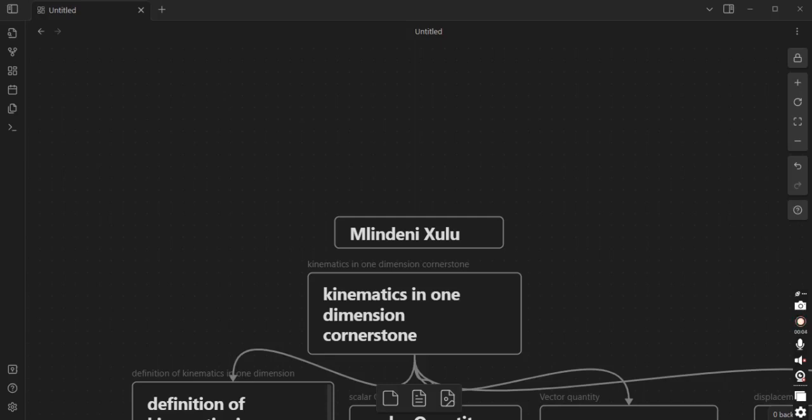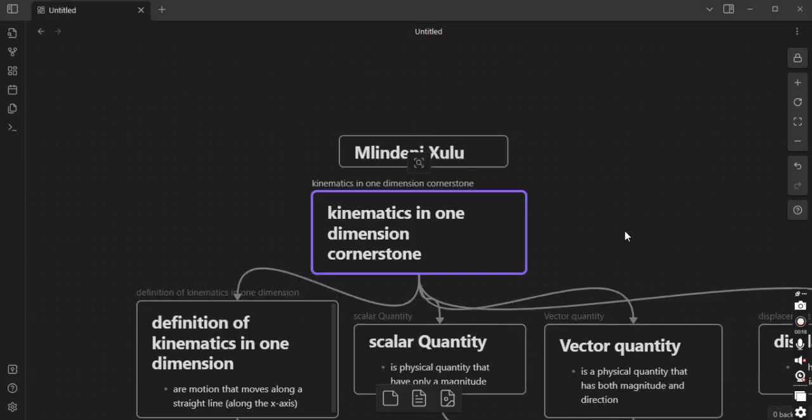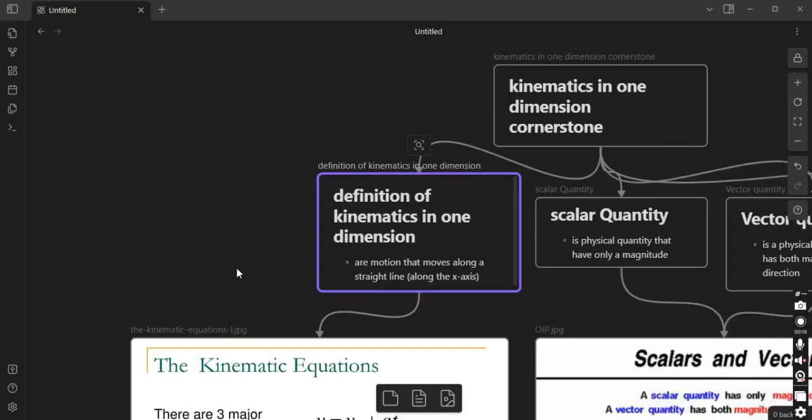Guys, today I'd like to take you through kinematics in one dimension. In kinematics in one dimension, we have different things. We have the definitions. When we are talking about kinematics in one dimension, we are talking about motion that moves along a straight line, which means it moves along the x-axis. It can go towards the east, it can go toward the west.